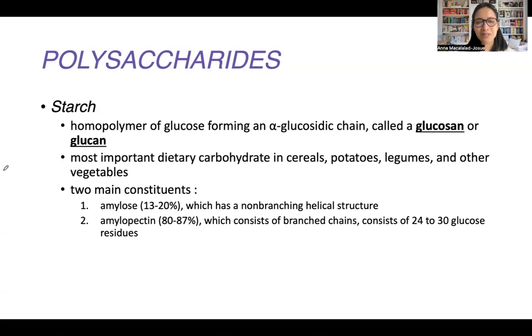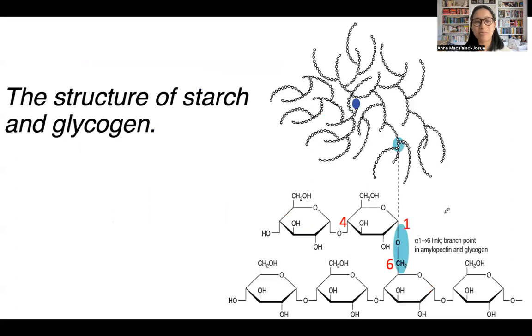The two main constituents of starch would be your amylose, which will compose about 13 to 20%. And this one is the non-branching, no? A non-branching helical structure of the different glucose residues. Amylopectin, which is composed of 80 to 87% of your starch, consists of branch chains. I'll show you the structure in the next couple of slides, no? Which is composed of 24 to at least 30 glucose residues. This is the structure of your starch and glycogen.